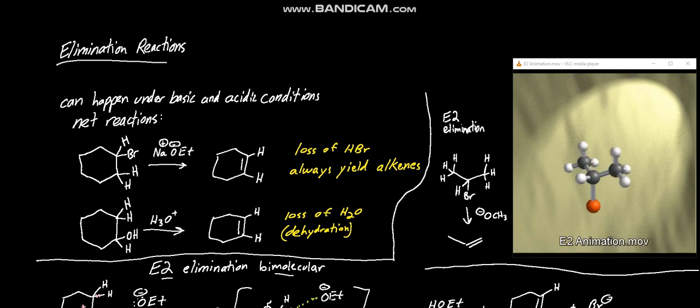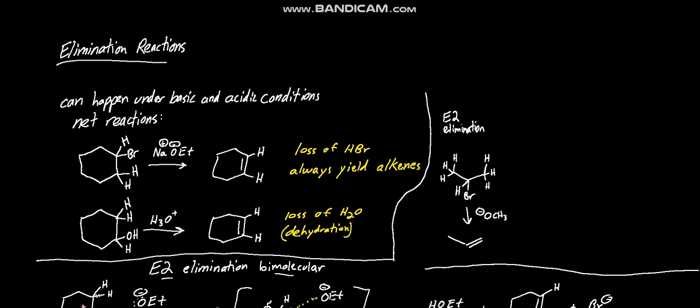All right, so let's take a quick look at elimination reactions. These can happen under both basic and acidic conditions. Here we see the net reactions. So it's always useful to know where you're starting and ending up. An elimination reaction, as you see here in the first case, is driven by the addition of base and the removal of HBr, basically, to create an alkene. So you remove the bromine and the hydrogen. Eliminations always yield alkenes.